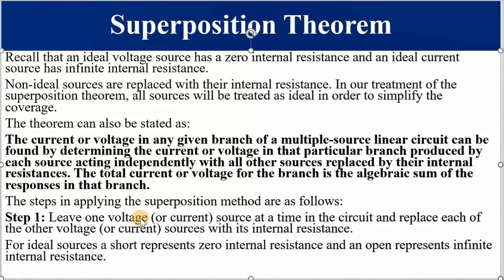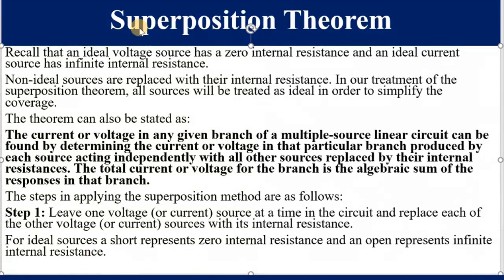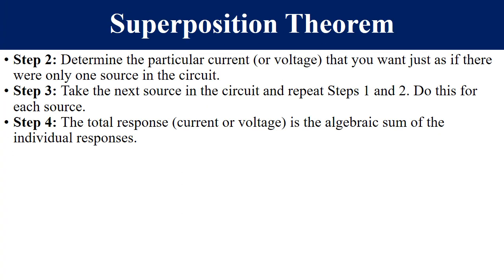Number 1, you leave one voltage or current source at a time in the circuit and you replace all the other sources by their internal resistances. For ideal sources, a short circuit represents an internal resistance, and we know that an open circuit represents an infinite resistance. Take note of this first step. It is very, very important. One of the objectives says you must be able to list the steps that are followed when you are analyzing a circuit using the superposition theorem.